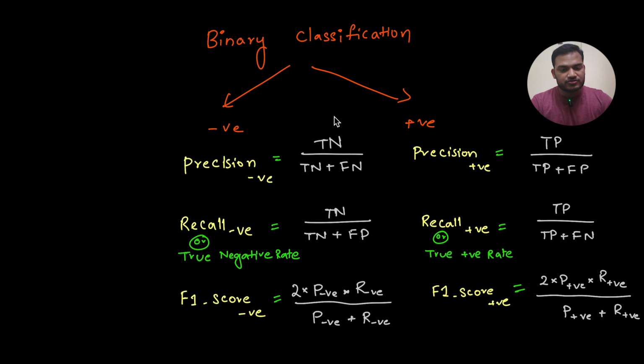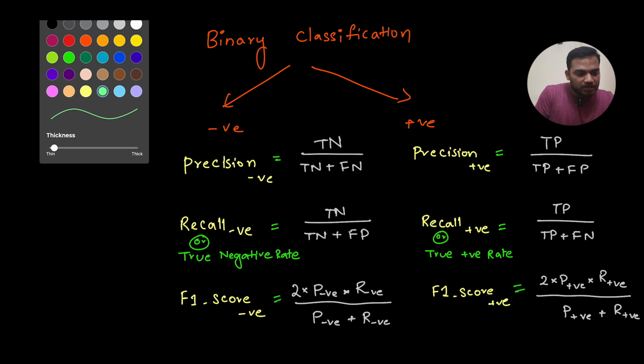Hello everyone. In the last video itself, we have seen if we are having two classes, then precision, recall, and F1-Score are separate for both negative class and also positive class. So here I listed down all the formulas for precision negative, precision positive, recall negative and recall positive, F1-Score negative and F1-Score positive. So you can take a screenshot of it if you want it.